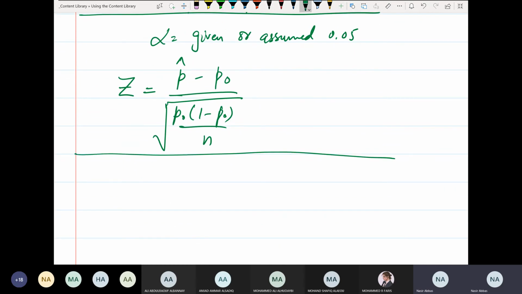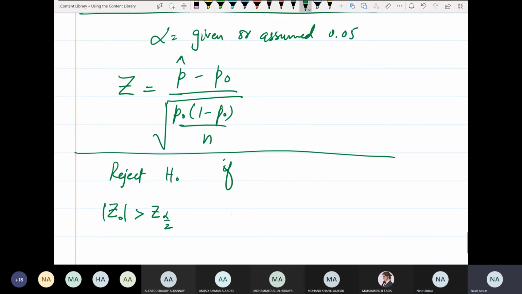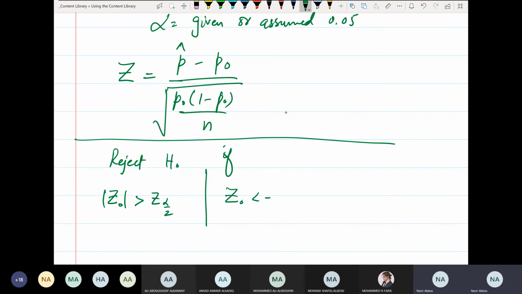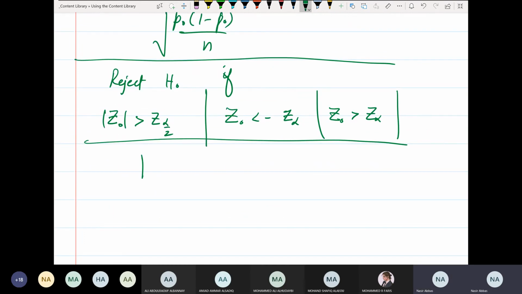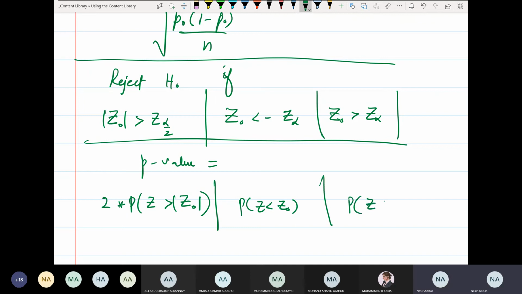So the rejection region approach will be reject H naught if, for the two-sided, z naught absolute is greater than z alpha by 2; z naught is less than minus z alpha; z naught is more than z alpha. The same we used for mu. And the p-value will also be the same. P-value will be 2 times probability of z more than z naught absolute, probability of z less than z naught, and probability of z more than z naught.